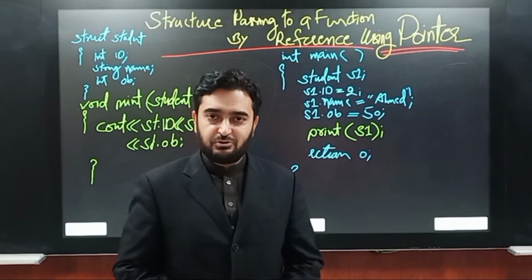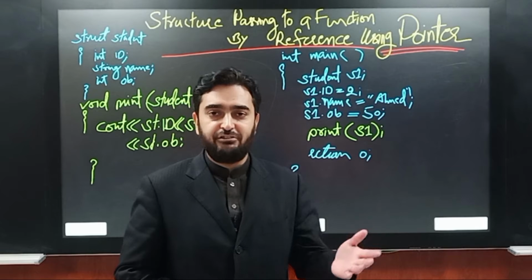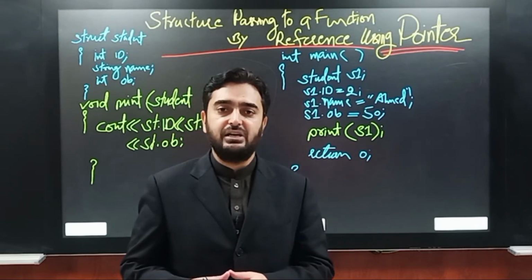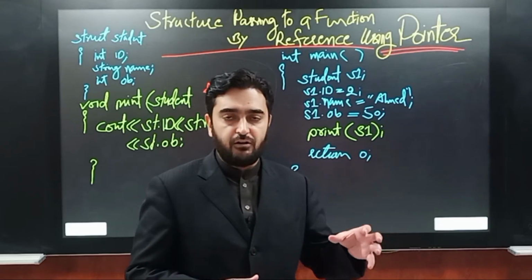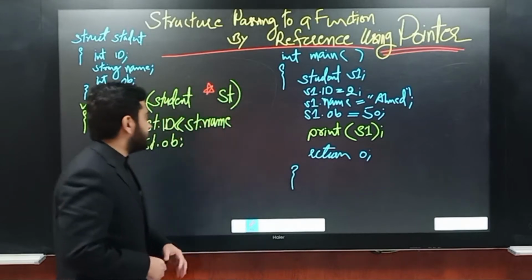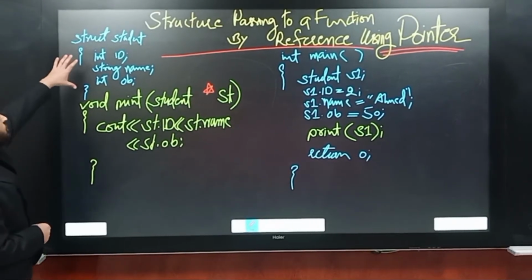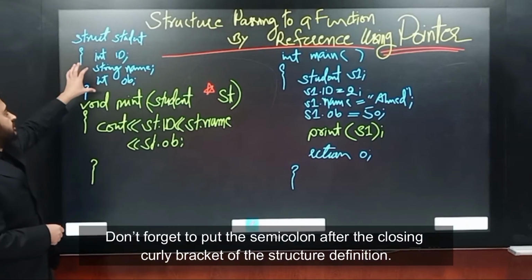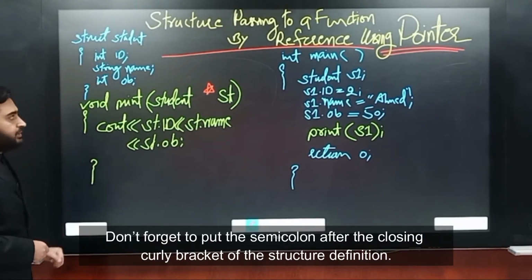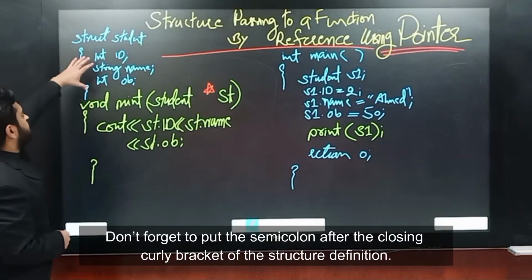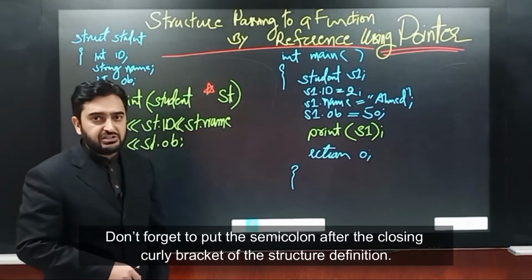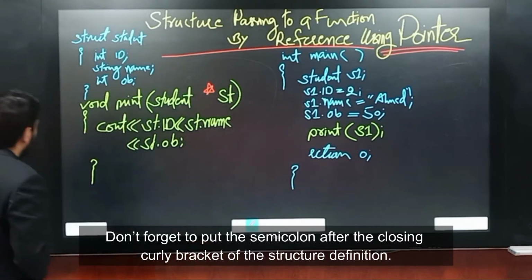In this lecture, we are going to discuss passing a structure to a function using a pointer as a reference. So let's see how we can pass a structure, object or variable using pointers to a function. This is an example where we define the student structure with three data members: ID, name and OB. This structure can be accessed throughout the program because it is defined globally.